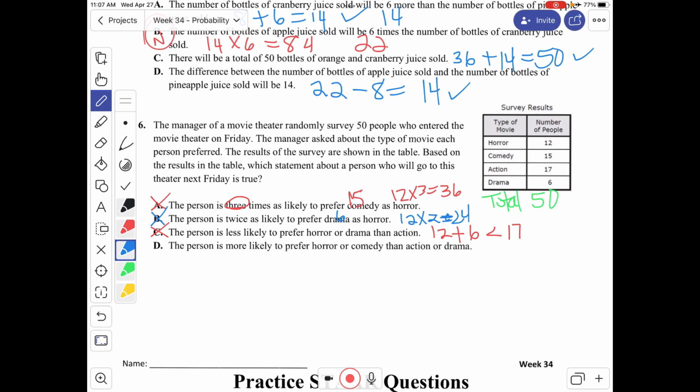Choice D. The person is more likely to prefer horror or comedy than action or drama. Is that sentence correct? This would be 27, and this would be 23. So yes, that is the correct choice.